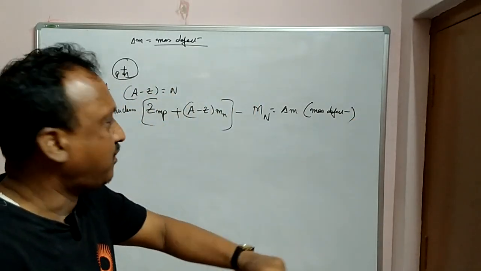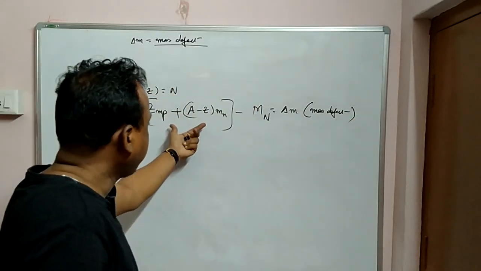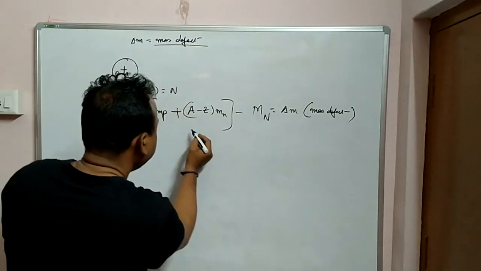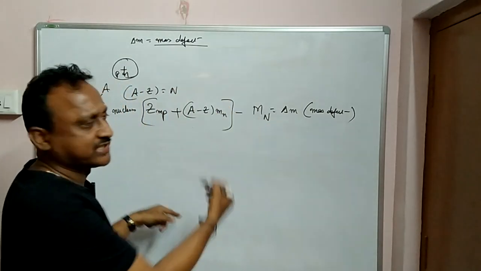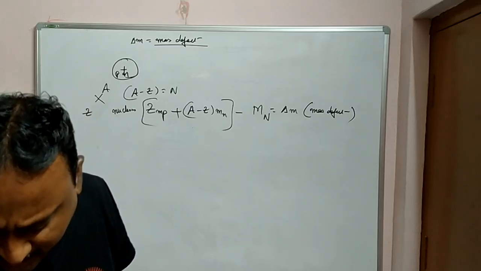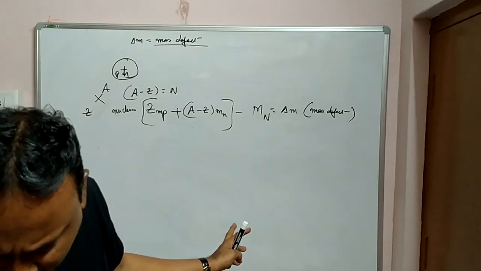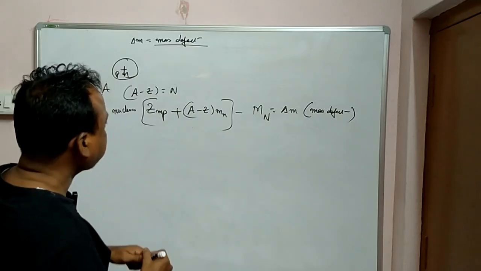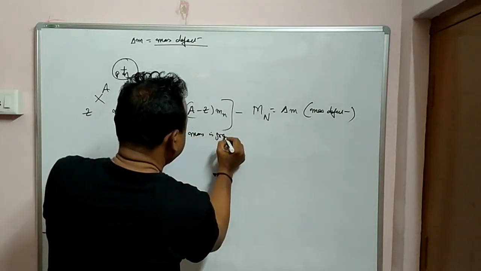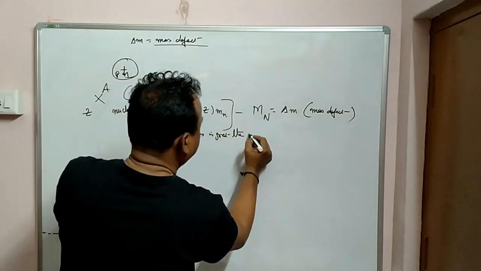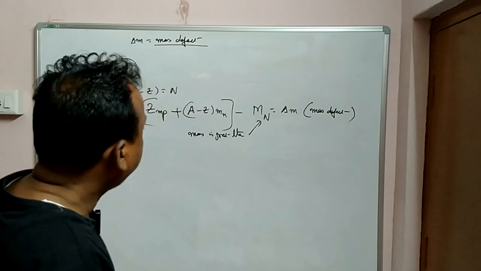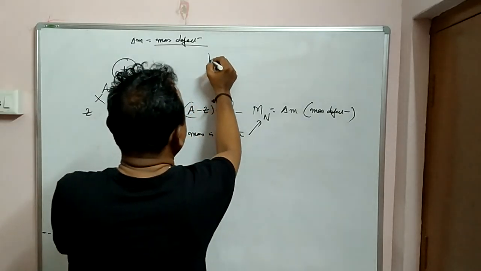So what was found is the difference between the nucleon mass and the stable nucleus. The nucleon mass was greater than the stable nucleus mass. This mass is greater than this mass. And why is this happening? Because of the binding energy.